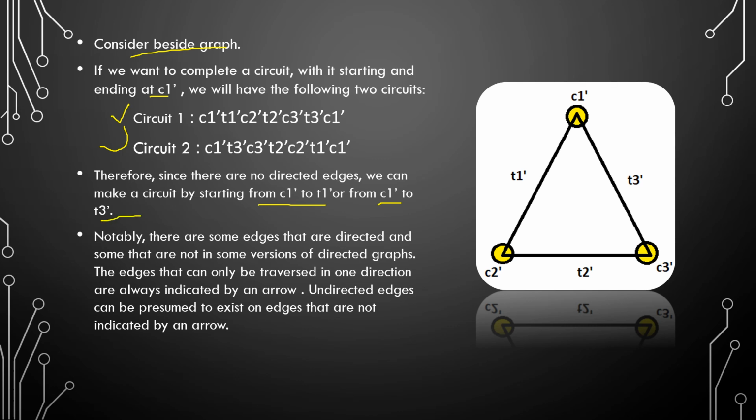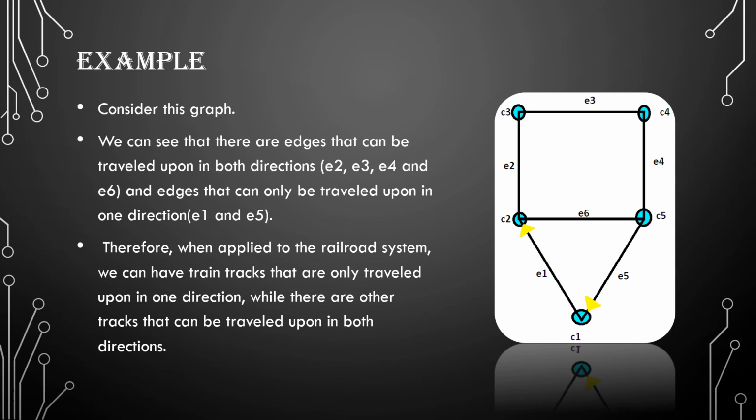Notably, there are some edges that are directed and some that are not directed, so these are directed graphs. The edges that can only be traveled in one direction are always indicated by an arrow. And undirected edges can be presumed to exist at the edges that are not indicated by an arrow. Let us move to the next part.